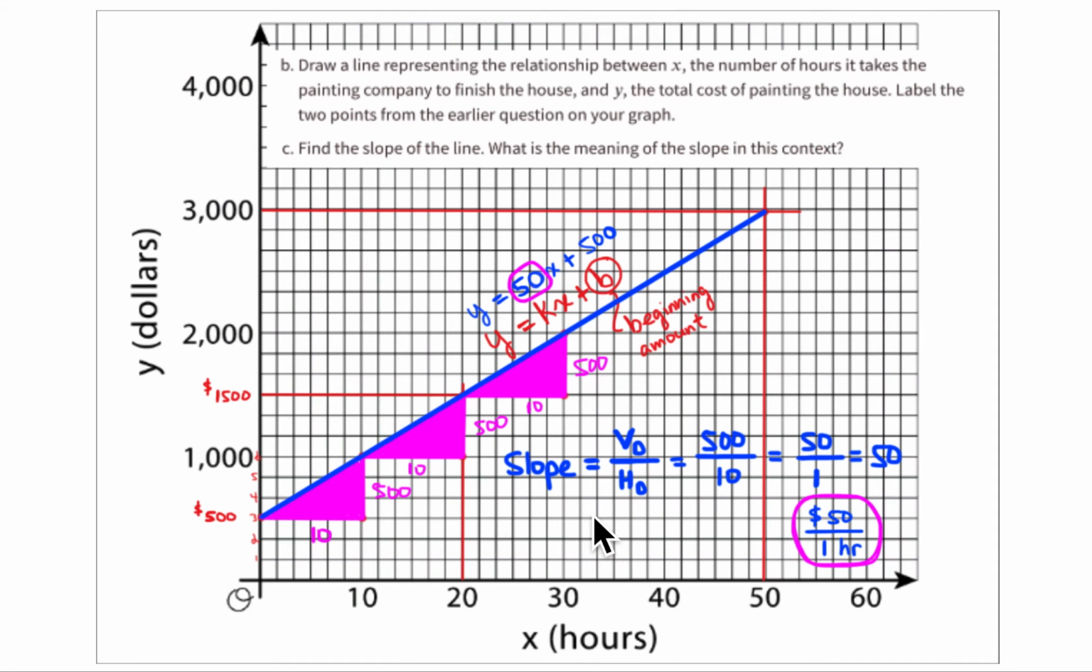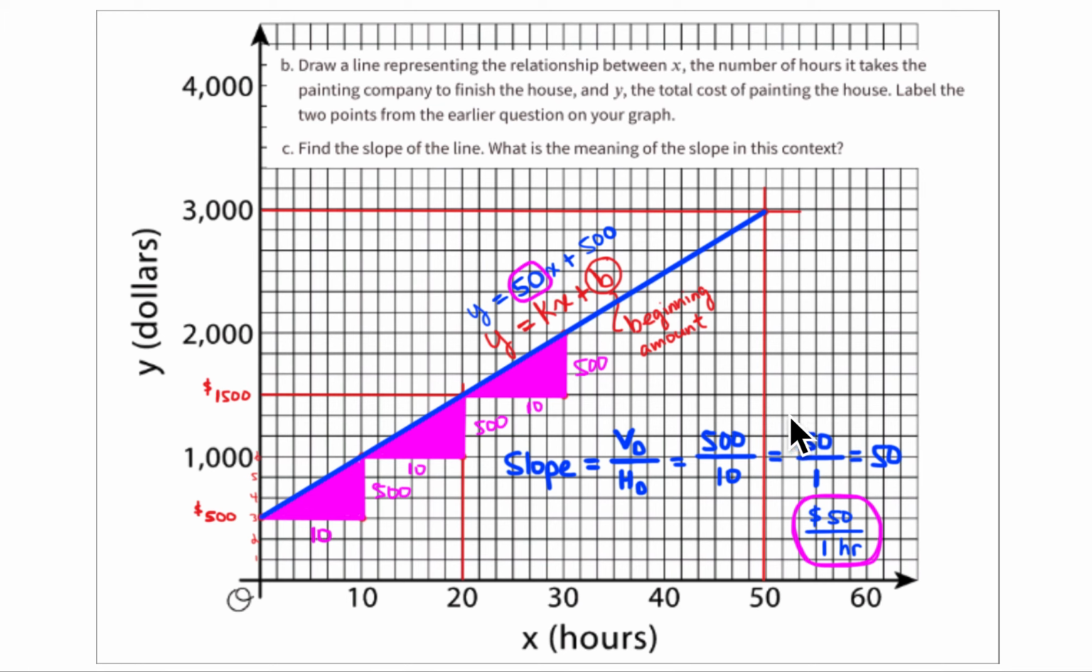So that's the slope. It's the number of units in the vertical direction compared to the number of units in the horizontal direction. So let's go back to what we've learned a while ago. So that's 500 units in the vertical direction compared to 10 units in the horizontal direction. So the number of units in the vertical direction is 50 times the number of units in the horizontal direction. Well, 50 times 10 is this 500. So it's $50 for 1 hour of work.